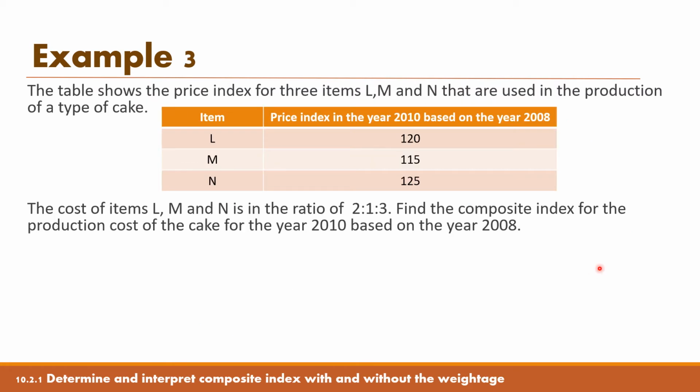For example 3, the table shows the price index for 3 items L, M, and N that are used in the production of a type of cake. We can see that we have item L, M, N here, and this is the price index in the year 2010 based on the year 2008 for each item here. The cost of the items L, M, and N is in the ratio of 2 to 1 to 3. Find the composite index for the production cost of the cake for the year 2010 based on the year 2008.